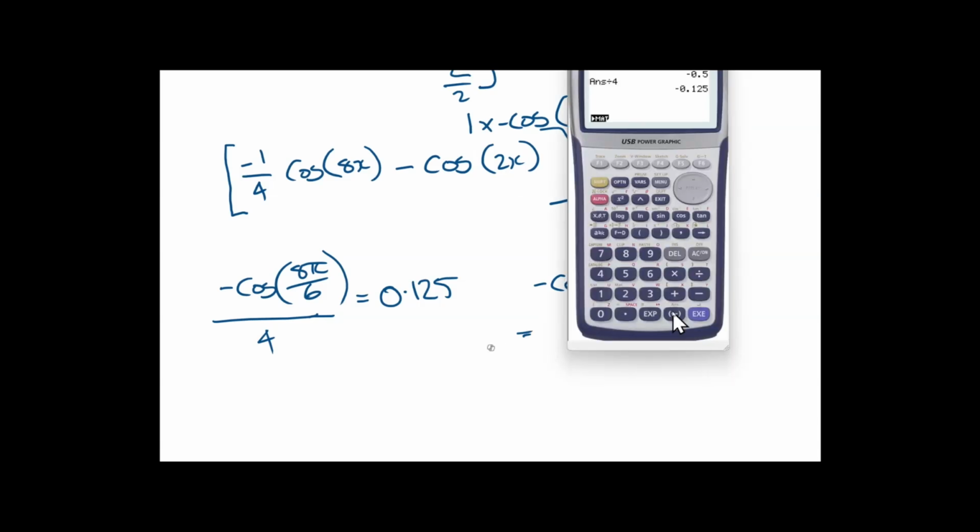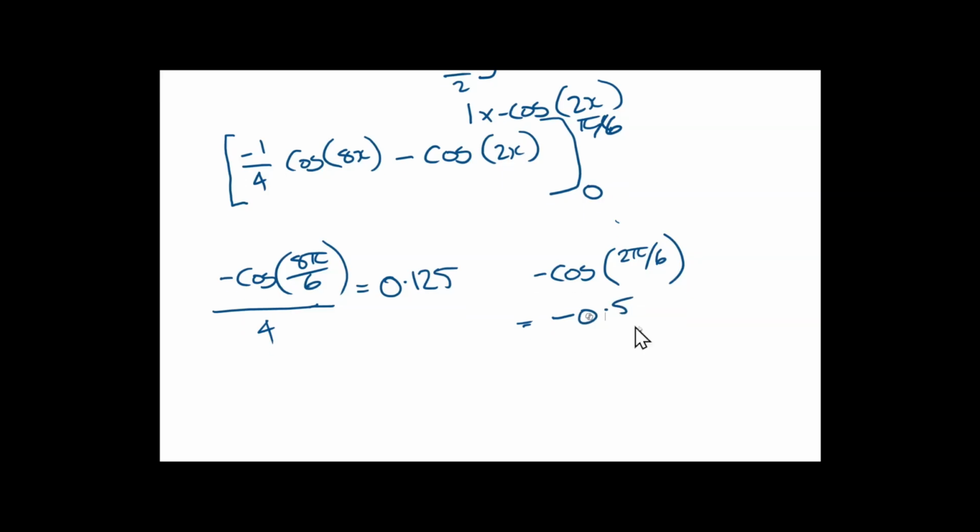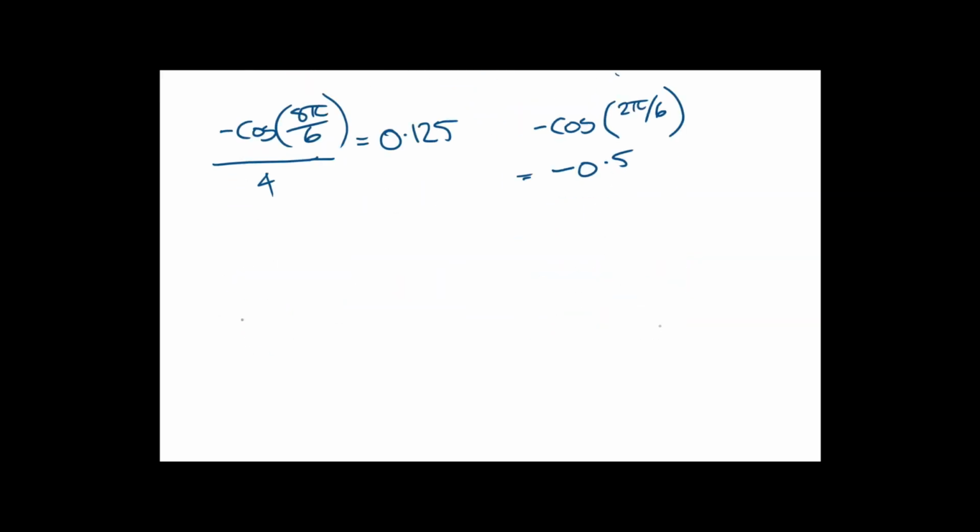Calculator. Negative cosine of 3. I put the negative sign in there already. Negative 0.5. Okay, then we need to do the zeros. So negative cosine of 0 divided by 4. Well, cosine of 0 is 1. So this is going to be negative 1 over 4, which is negative 0.25. We put it in the decimal.